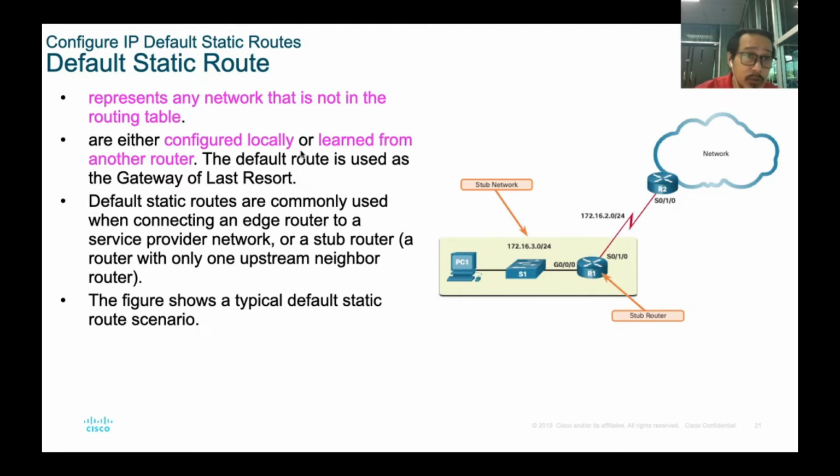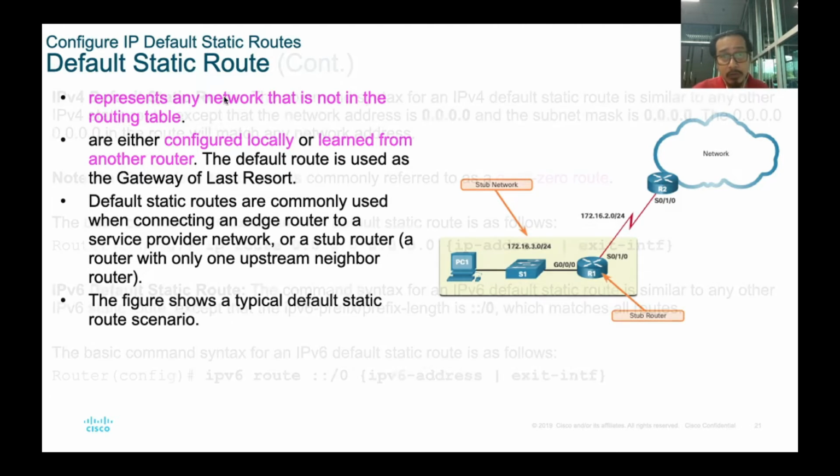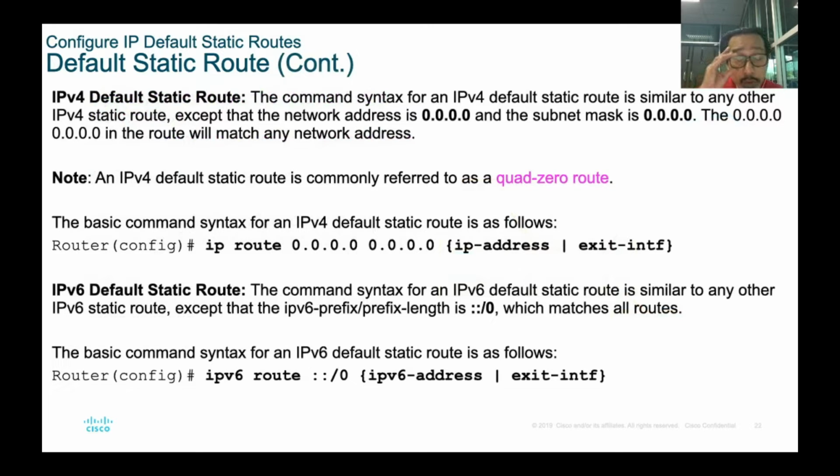A default route can be configured statically or can also be learned from other routers. We call this default route the gateway of last resort, which means if the network entry is not found inside the IP routing table, we must send the packet to the default route. That's the use of the default route. Okay, let's take a look at how to configure a default route. Of course, we are using static routing, so the command is a static route.